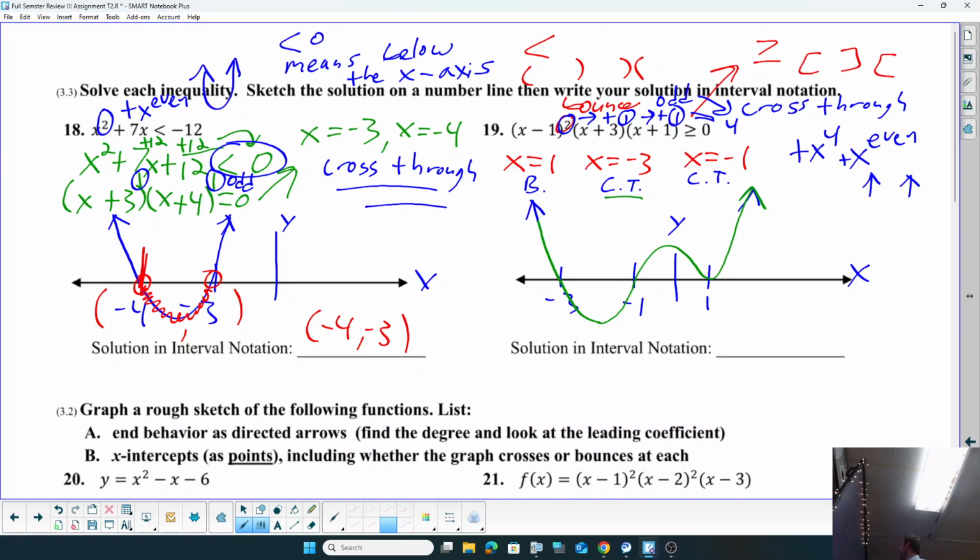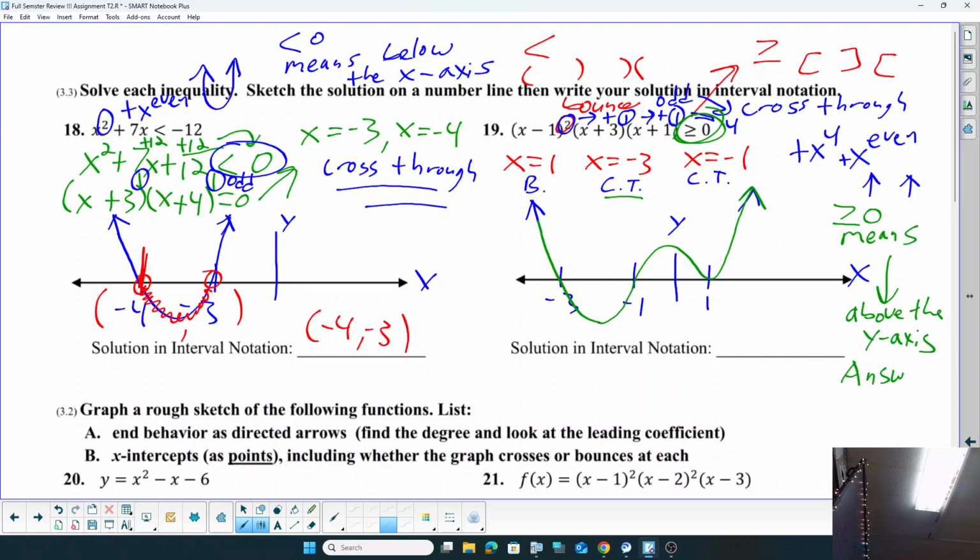So it says greater than or equal to 0. So what does greater than or equal to 0 mean? Put this on your note card. So it means all numbers greater than 0, all the y values greater than 0, like 1, 2, 3, positive numbers. And so that means above the x-axis. And then their answers are going to be the x-intercepts.